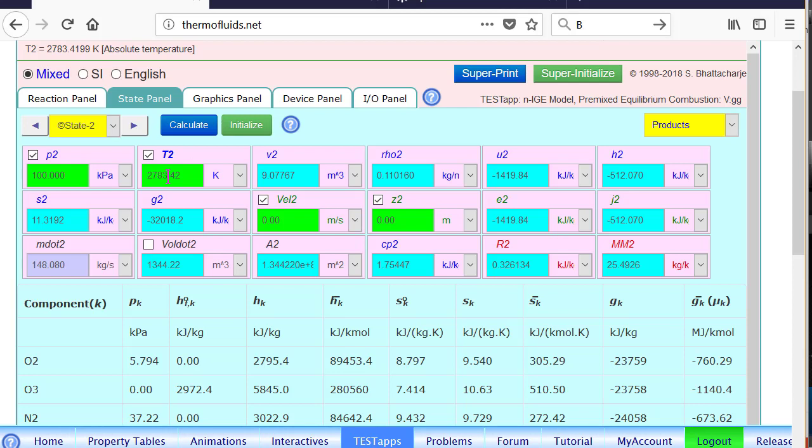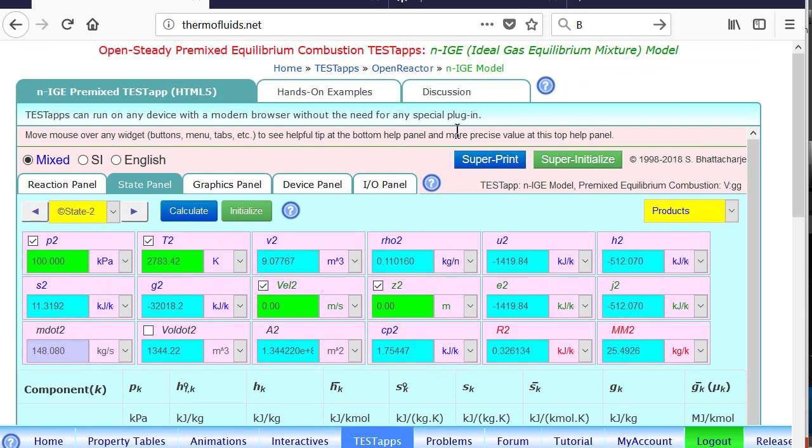2783. As you can see, 2783 is smaller than what we got before. 2808 was the temperature we obtained when we used the equilibrium calculation for 10%. So as you can see, the temperature has dropped, not so much, I would say about 25 Kelvin or so. So for the equilibrium calculation, it seems like the temperature drop is not as drastic as in the complete combustion using the IG model. So I'll stop here, and I hope you get the idea of how to use the combustion and equilibrium apps.